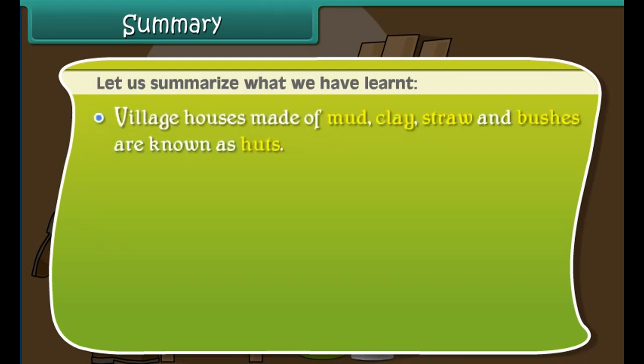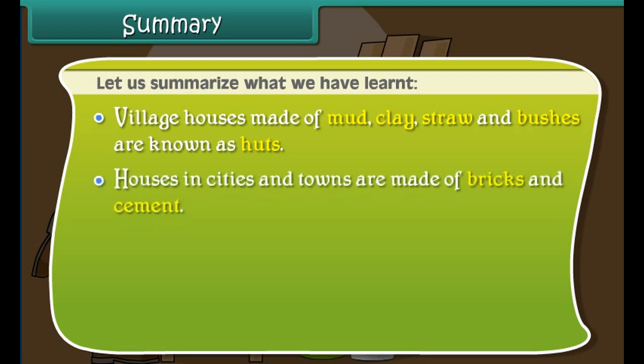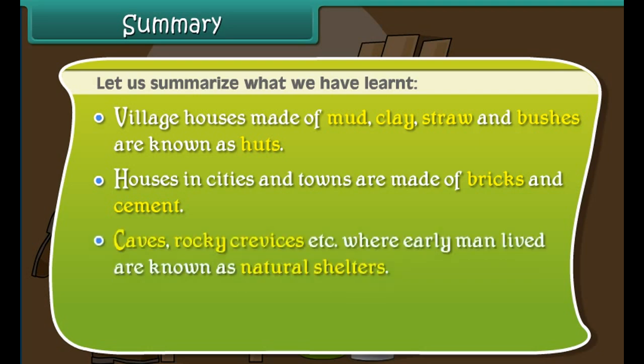Village houses made of mud, clay, straw, and bushes are known as huts. Houses in cities and towns are made of bricks and cement. Caves, rocky crevices, etc. where early man lived are known as natural shelters. Sanitation.